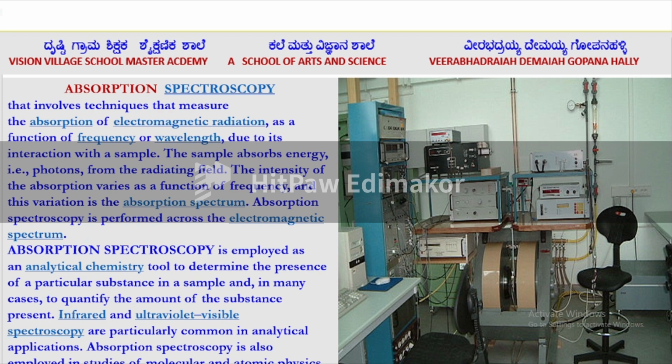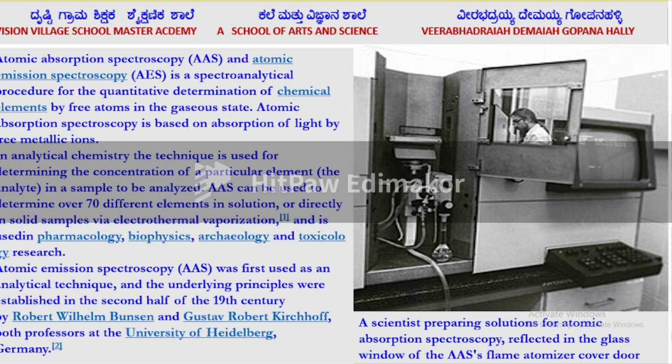instrumentation technology used in analytical laboratories, especially in our department, Geological Survey of India, Chemical Division. I have experienced so many instruments like atomic absorption spectrometer, ICP-MS, and Vvsma spectrograph and many other instruments. Well, atomic absorption spectroscopy, AAS. In analytical chemistry, the technique is used for determining the concentration of a particular element. It is used as an analytical technique.